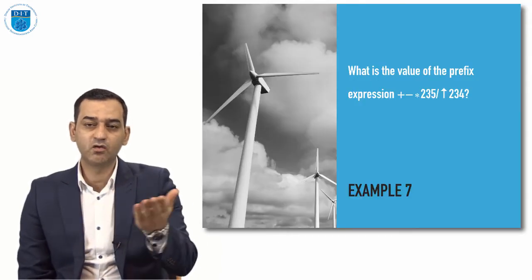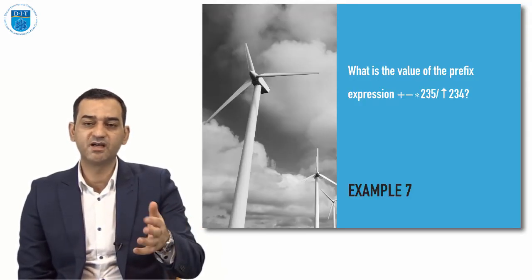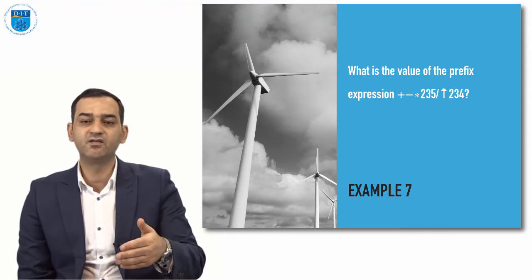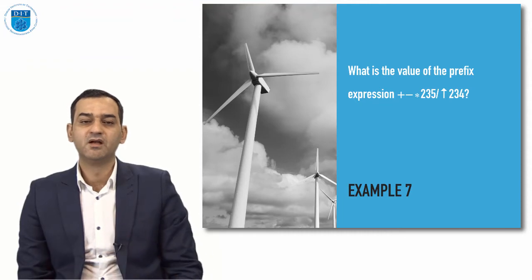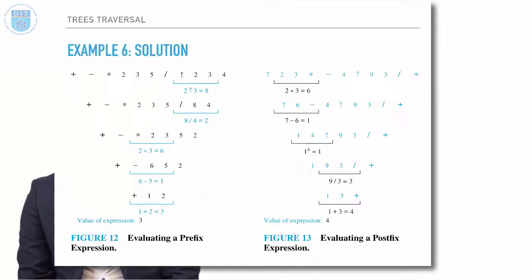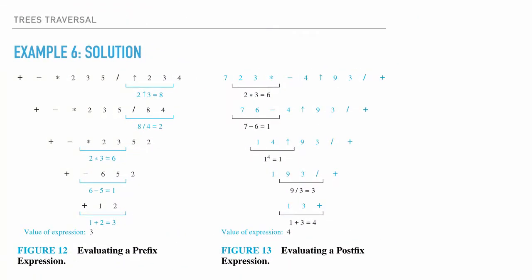What is the value of the prefix expression + - * 2 3 5 / ^ 2 3 4? The steps used to evaluate this expression by working right to left and performing operations using the operands on the right are shown in figure 12. The value of this expression is 3.